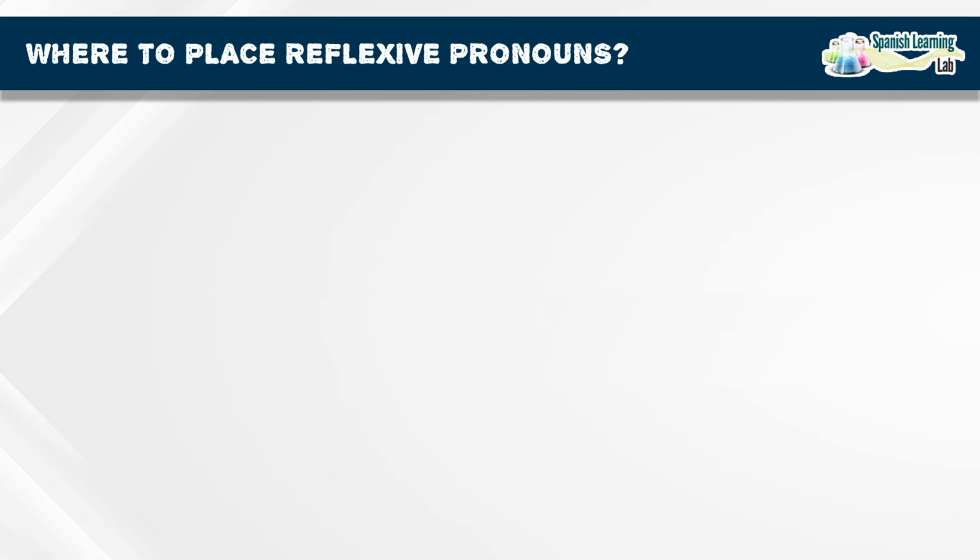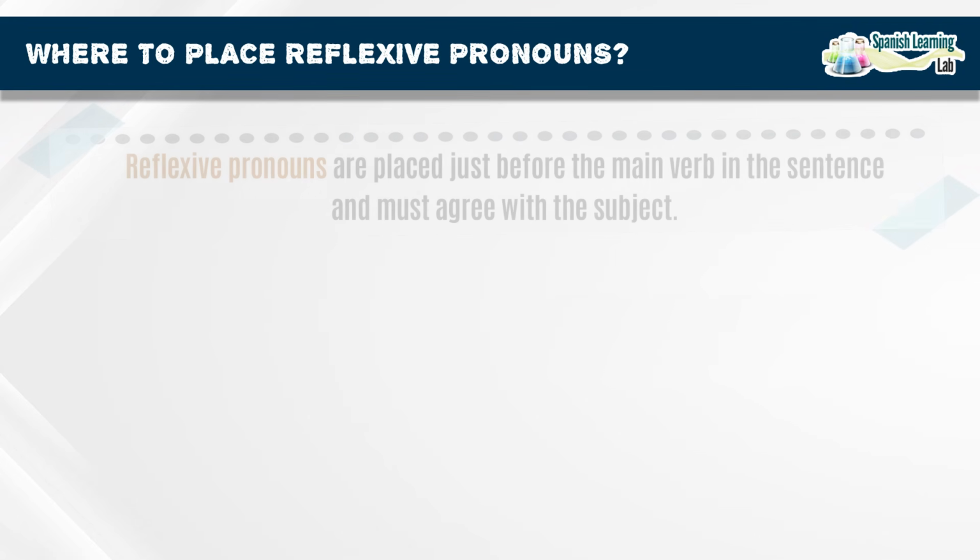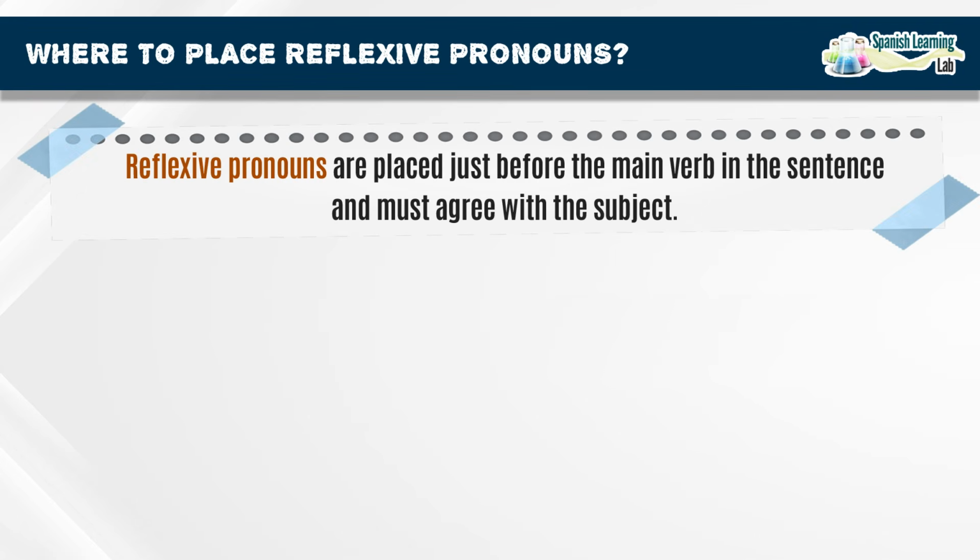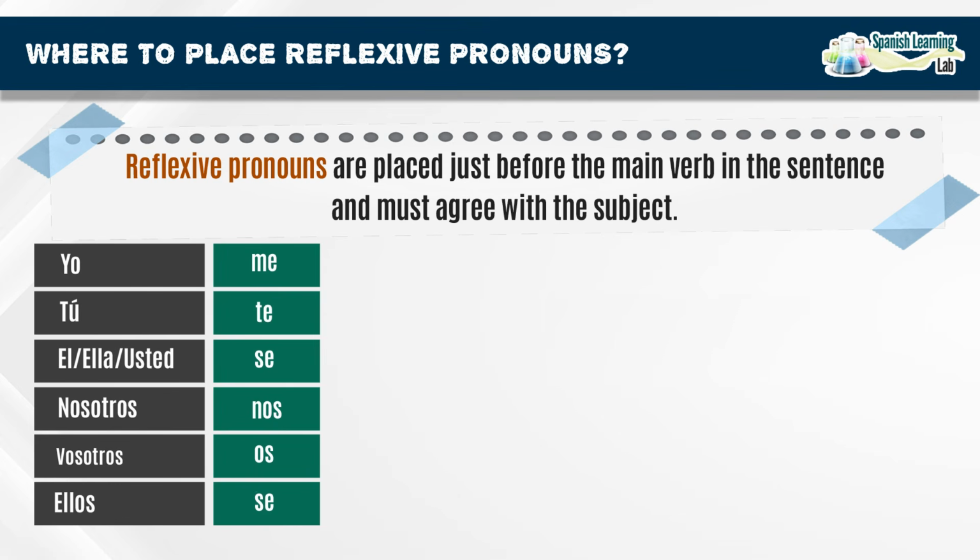Where should we place reflexive pronouns? We must always place a reflexive pronoun just before the verb when used in a sentence. We have to choose which reflexive pronoun to use depending on the subject in the sentence, as there is a specific reflexive pronoun for each personal pronoun, as shown in the following chart. Yo me, tú te, él, ella o usted se, nosotros nos, vosotros os, ellos, ustedes se.